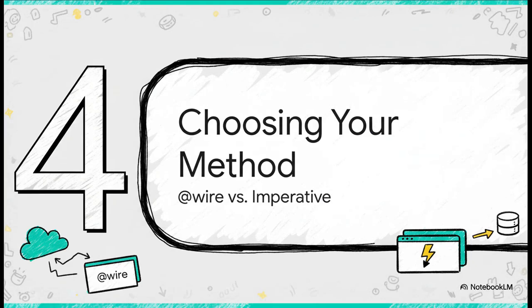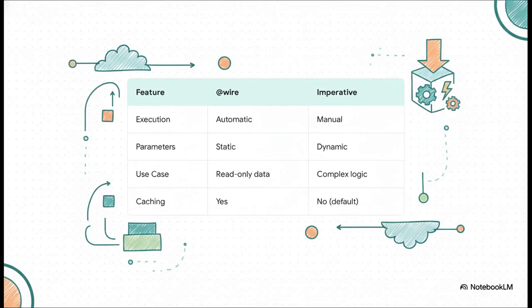Okay, so we've got our two main tools in the toolkit: @wire and imperative calls. Now for the most important part. How do you know which one to pick for the job? Let's put them side by side. This table really breaks it down. For execution, @wire is automatic, while imperative is manual, on demand. For parameters, @wire is really for static values, whereas imperative is built for dynamic user input. Use case: @wire is perfect for displaying read-only data. But the second you need to change data, create, update, delete, or run logic on demand, you gotta go imperative. And finally, caching. @wire has fantastic built-in caching for performance. With imperative, you're on your own.